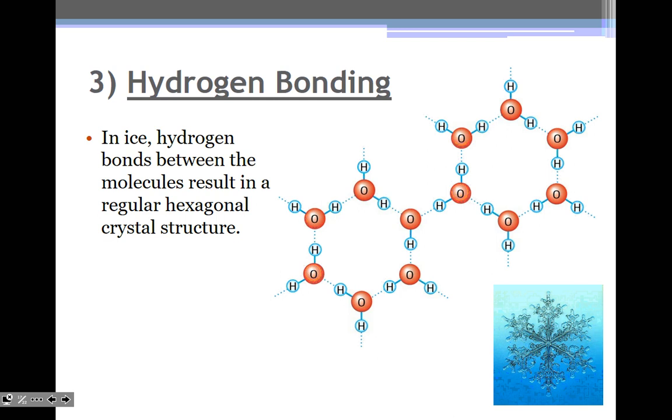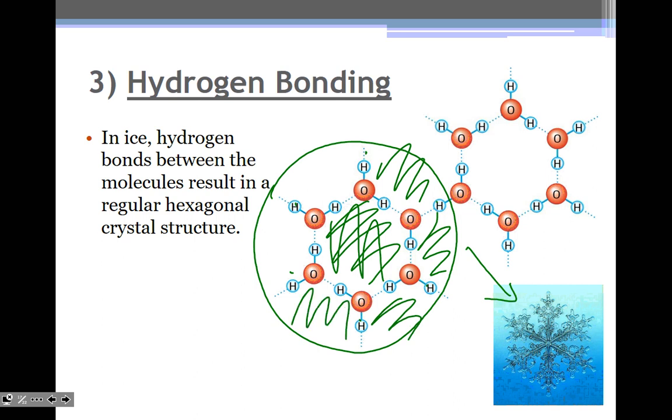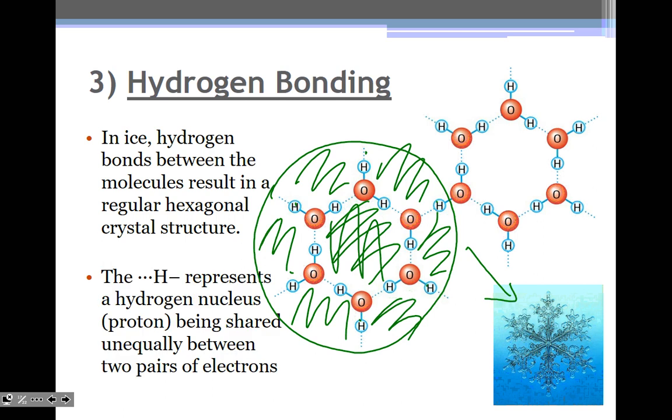Okay, let's talk about ice. In ice, hydrogen bonds form between the molecules, and what happens is you get this hexagonal crystal lattice shape. Now, what's cool about this shape, kiddos? It has 1, 2, 3, 4, 5, 6 sides. That's why we get snowflakes. It's because of hydrogen bonding. Another cool thing about hydrogen bonding, most of this is actually open space. So that's why water is the only substance that as it cools down, as it freezes, actually becomes less dense, and that's why ice floats.